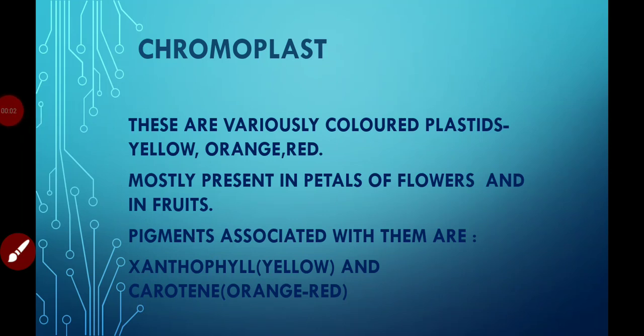Good morning, class. As you have studied in the previous video about the plastids, I have explained to you about chloroplast, chromoplast and leucoplast. And now you all know that plastids are present only in plant cells and they are absent in any other cells like animal cell or bacterial cell.